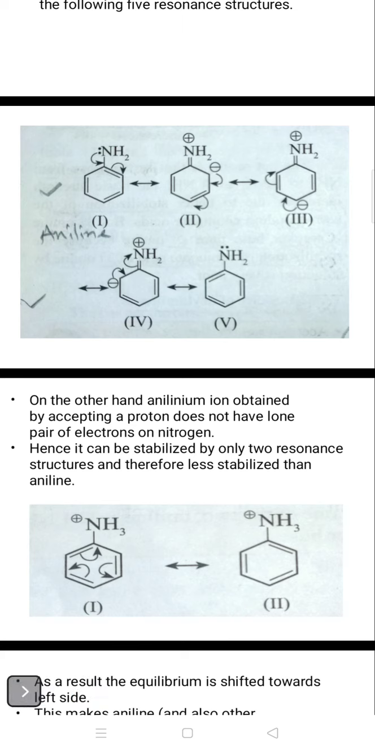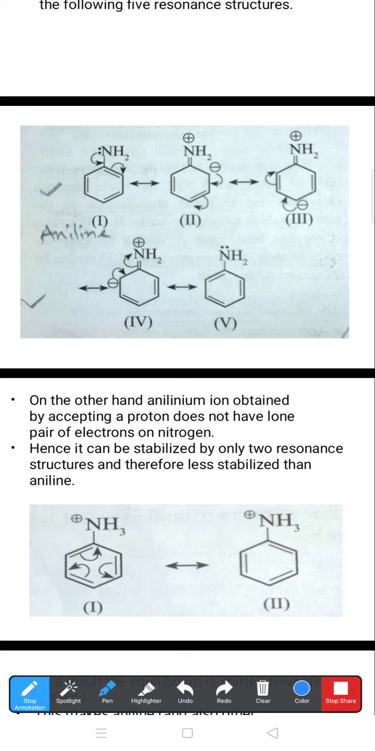On the other hand, the anilinium ion can be obtained by accepting a proton, and it does not have a lone pair of electrons on the nitrogen atom. That's why it can be stabilized by only two resonance structures. Both these resonance structures are less stabilized than that of the aniline compound, that you have to remember. This is the case of benzene NH3 plus, meaning the anilinium ion.